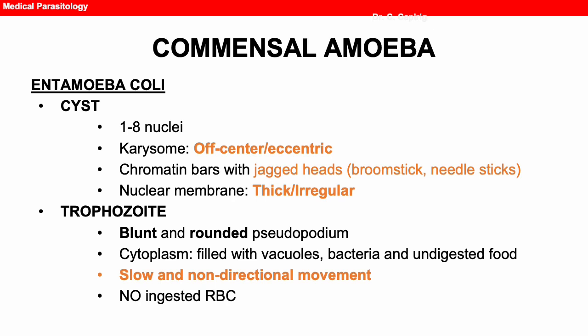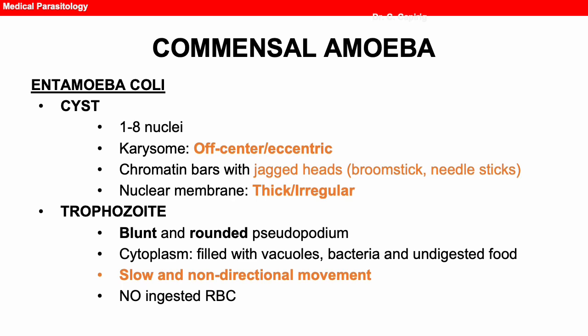Its chromatoidal bars are characterized with jagged heads. They look like broomsticks or needle sticks. Its nuclear membrane is thick or irregular, in contrast to that of Entamoeba histolytica, which has a regular nuclear membrane. The trophozoites of Entamoeba coli have blunt and rounded pseudopodia, and the cytoplasm is filled with vacuoles, bacteria, and undigested food. They have a slow and non-directional movement.